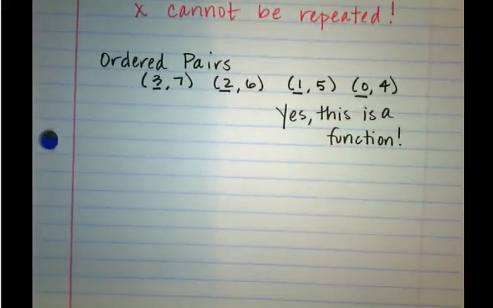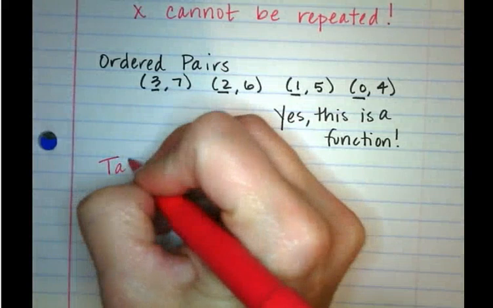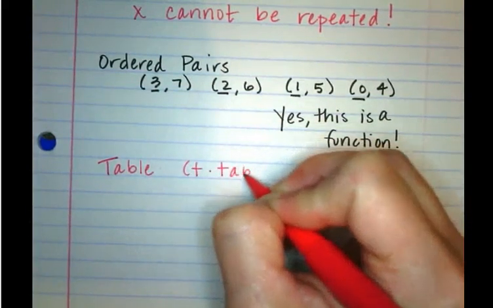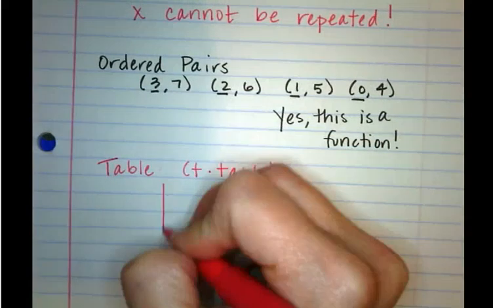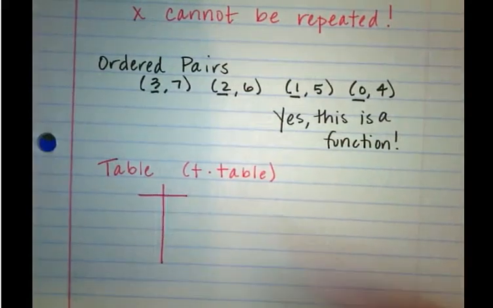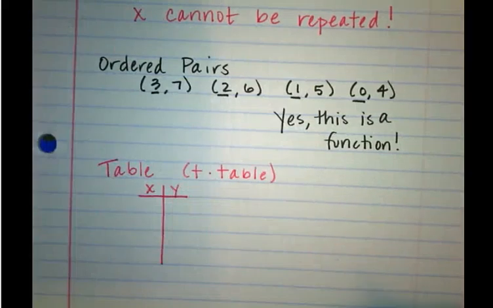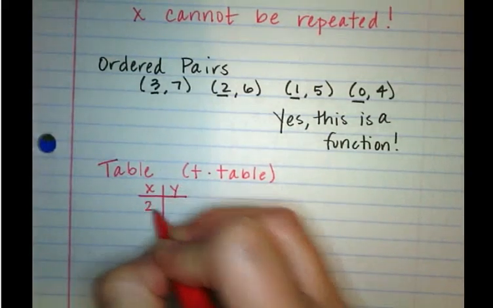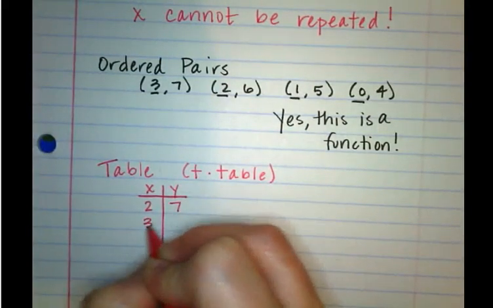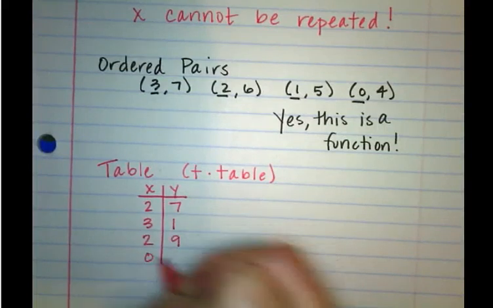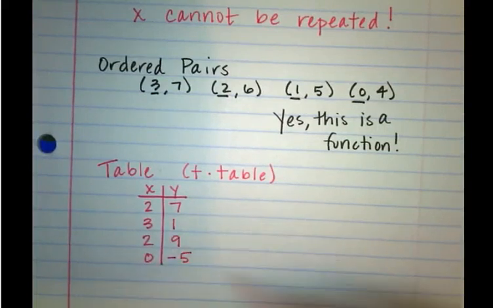Another way we could list or show our relation would be as a table. And we usually refer to this as a t-table or a t-chart. And that's because it looks like a t. But over here we'll have the x's, over here we'll have the y's. And let's say we had (2, 7), (3, 1), (2, 9), and (0, -5).